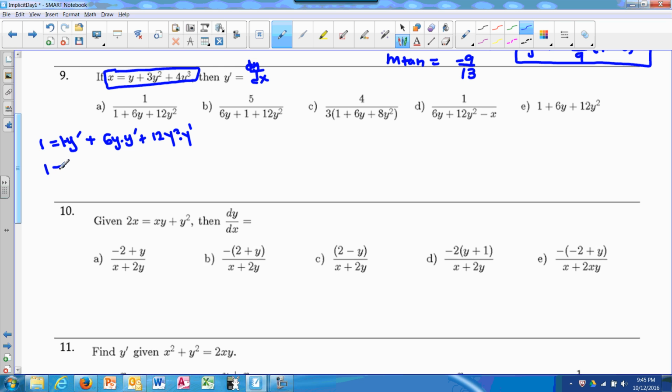So now I can factor out the y prime. That leaves me with 1 plus 6y plus 12y squared as my product term. So the left side divided by the right side is equal to my y prime. Correct answer is A.